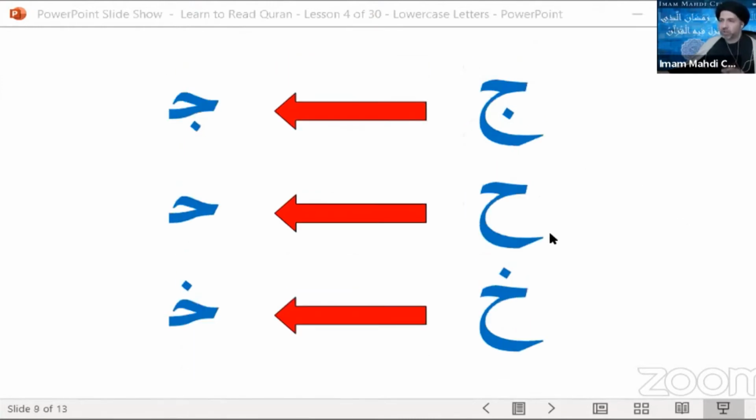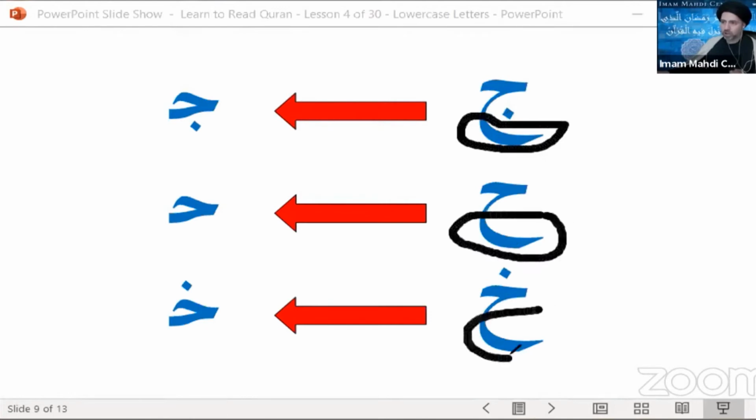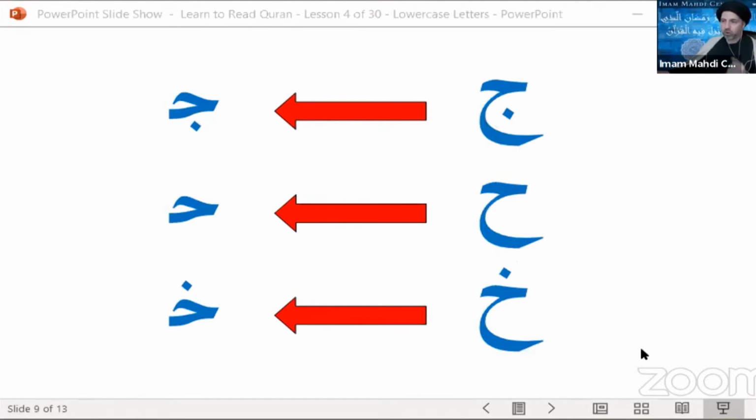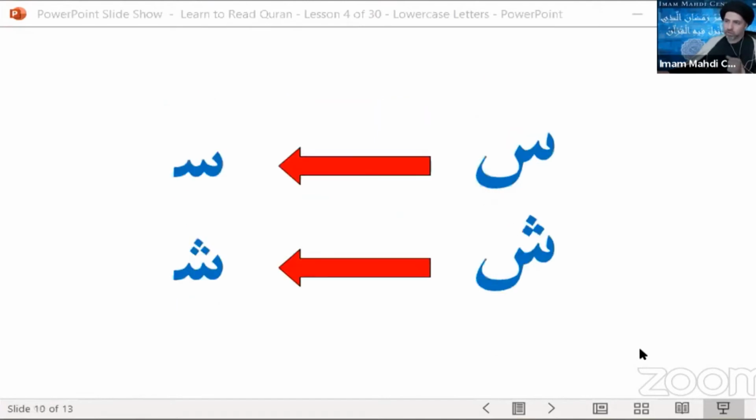Our next set is the Jim, Ha, and Kha. As you can see, we have the lowercase forms on the left. And how do we get the lowercase forms? We drop the tails. You see, we drop this tail portion on each one. Drop the tail, drop the tail, drop the tail, and we keep the top portions. And there, lo and behold, we have the lowercase letters. And it's the same with the rest of them.